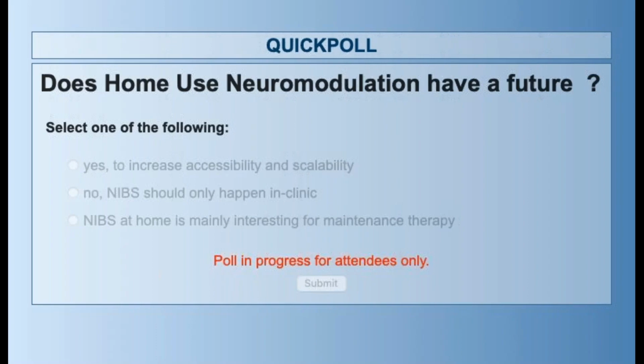Yes, to increase accessibility and scalability would be A. B, no, I think non-invasive brain stimulation should only happen in a clinic. And C, non-invasive brain stimulation at home is mainly interesting for maintenance.